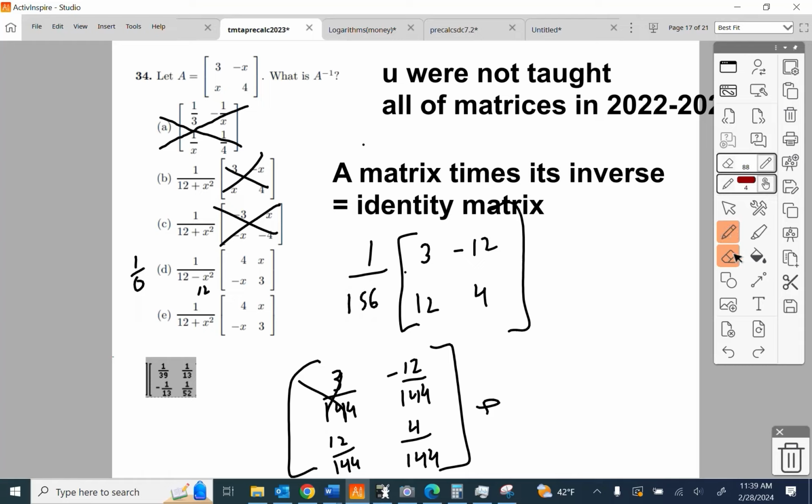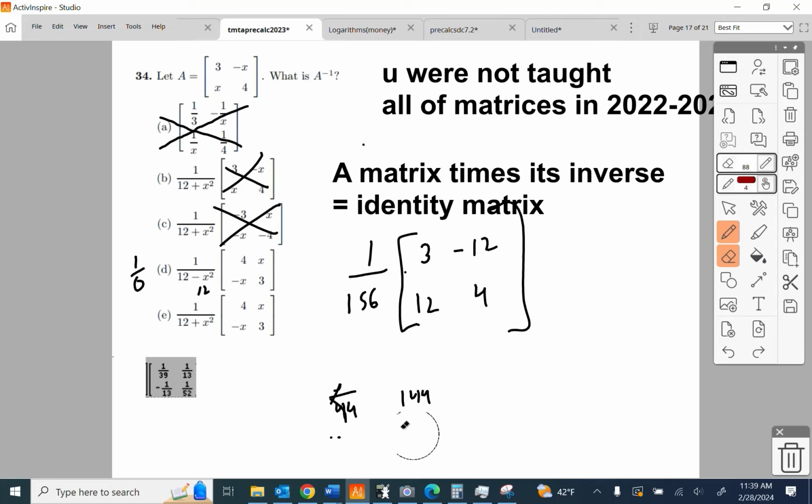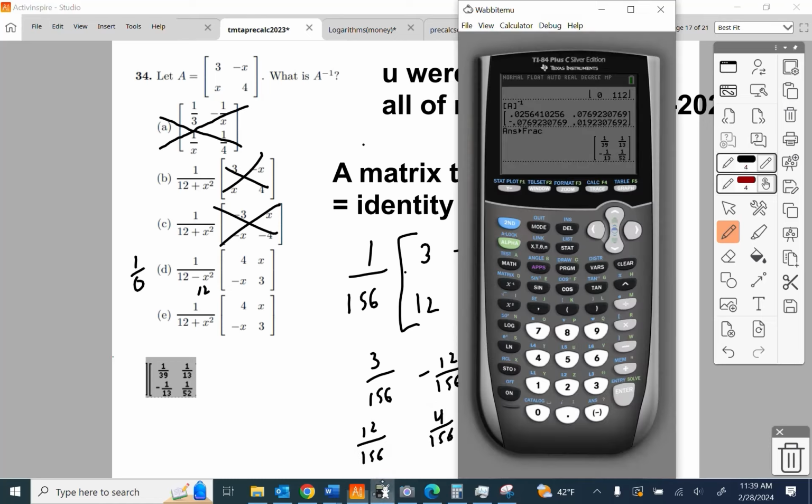Let's go back and check the one I had. That would be 3 over 156, -12 over 156, 12 over 156. I hope you caught that. 4 over 156. A 3 over 156 is probably not going to reduce the way I want it to, but who knows? This is one of these days I can check myself. I don't think it's going to happen. Yeah, it's a 52nd. So I still can throw those away. Let's look at the last one.